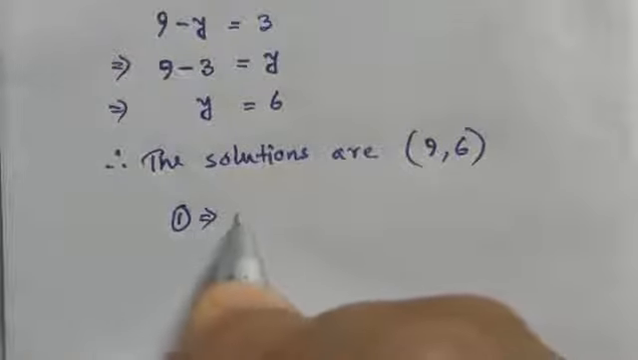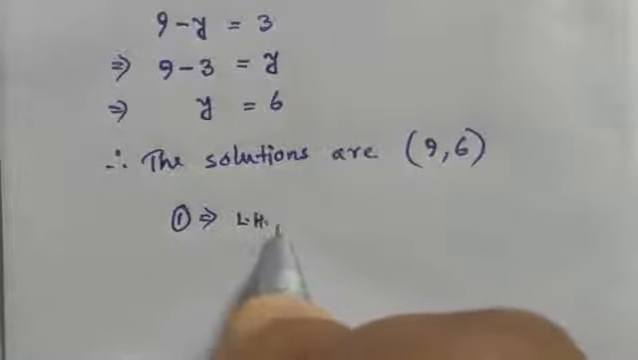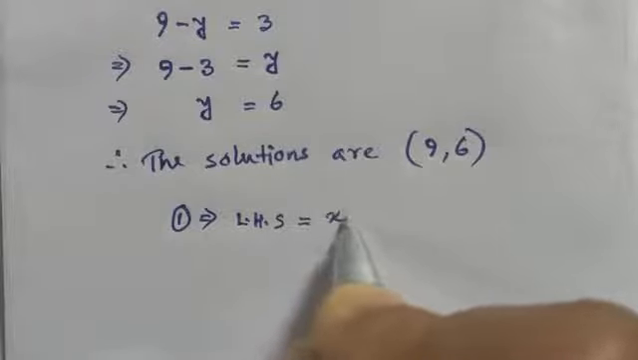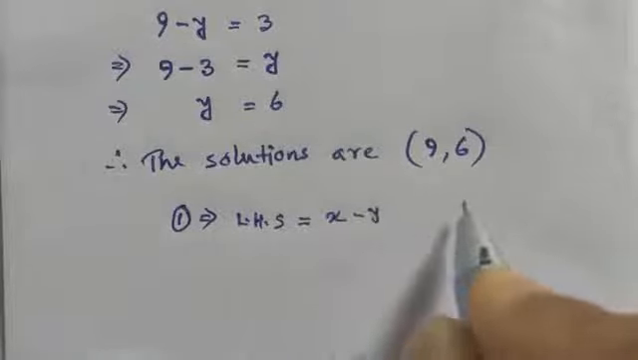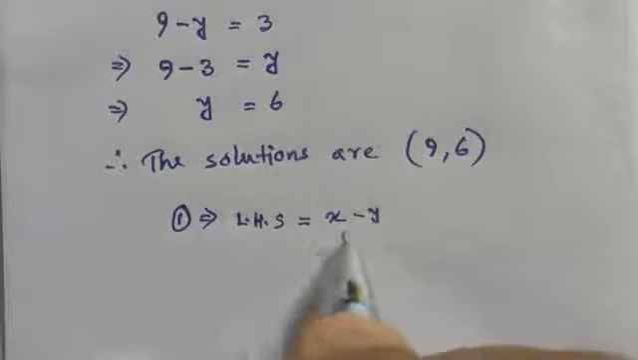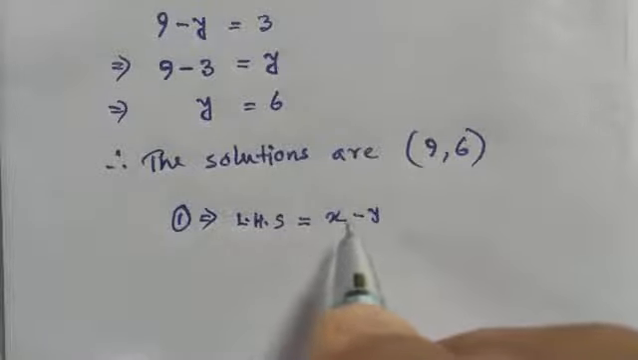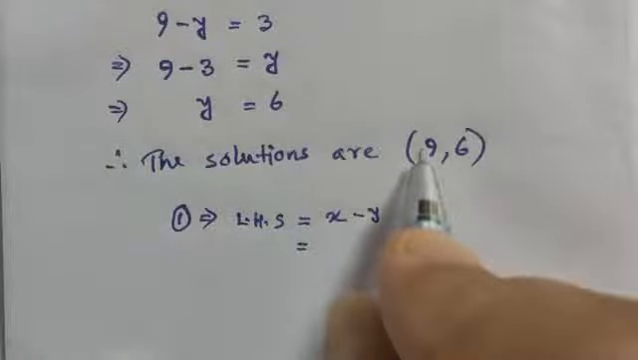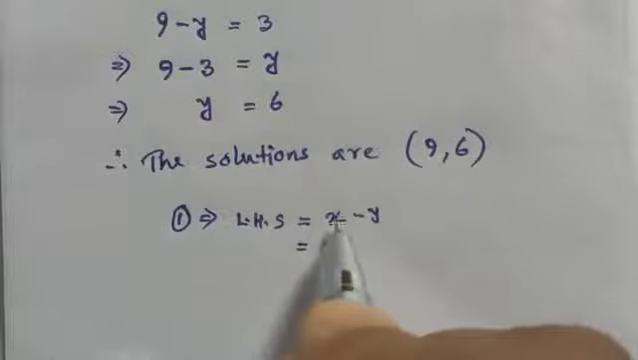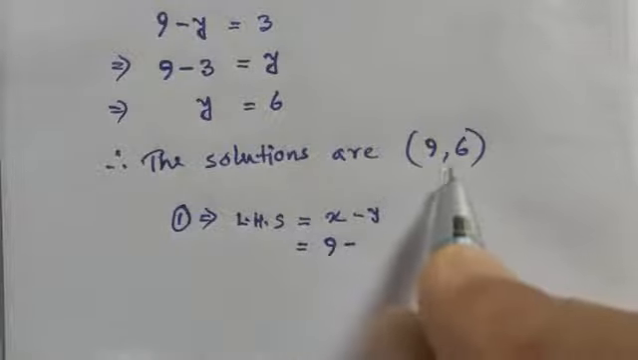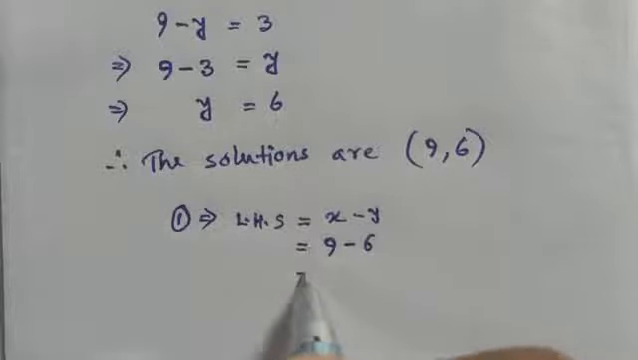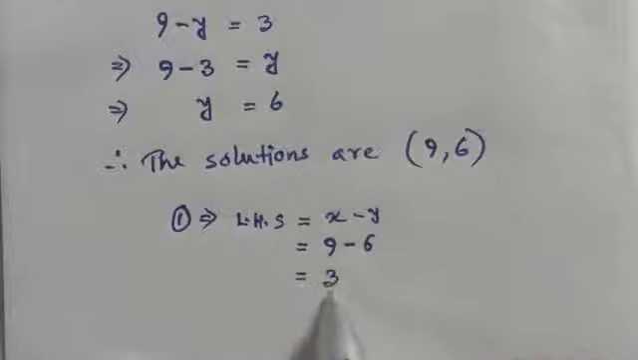So equation 1 implies, I'm writing the left hand side part of equation 1. What was the left hand side part of equation 1? It was x minus y, and the right hand side part was 3. So let us substitute the values of x and y here and solve it, and we will see whether we get the right hand side part or not. The x value was found as 9, so in the place of x I am substituting 9, and the y value was found as 6. I am substituting the value of y as 6, and if you subtract, then you will get 9 minus 6 is 3. And exactly 3 is the right hand side part of the equation.